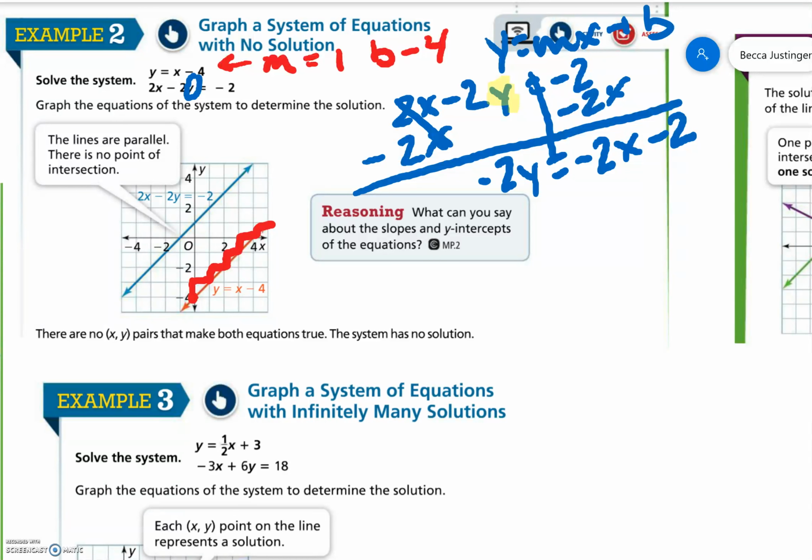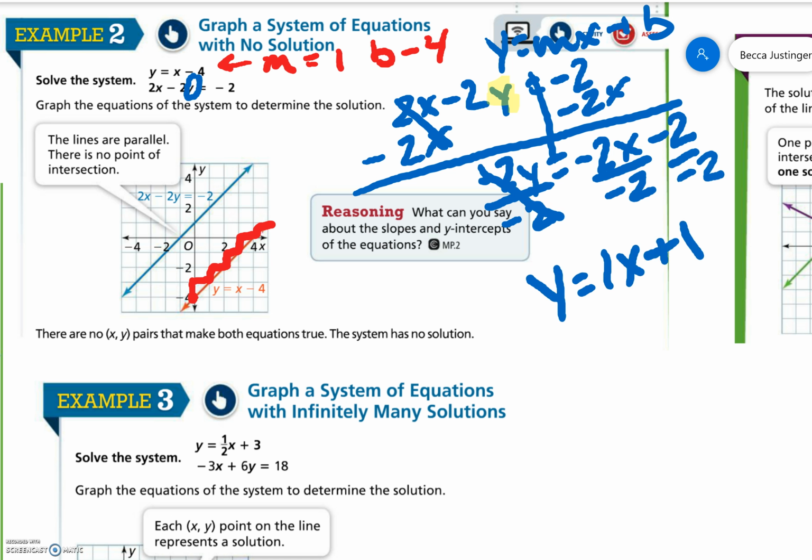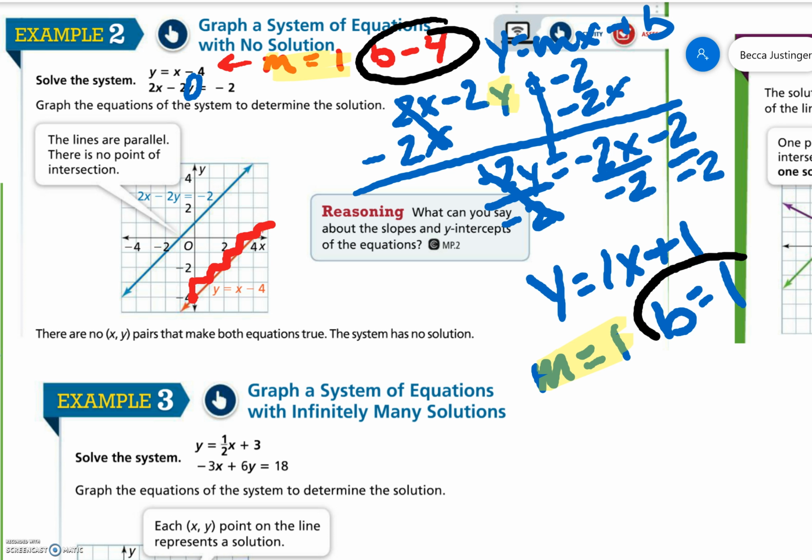Then divide everything by negative 2. So that cancels, and I'm left with y equals 1x plus 1. So that means my slope is 1, and my y-intercept is 1. So looking here, our slopes are the same. So that means there's either no solution or infinite solutions. So I need to look to my y-intercept. My y-intercepts are different, meaning there is no solution.